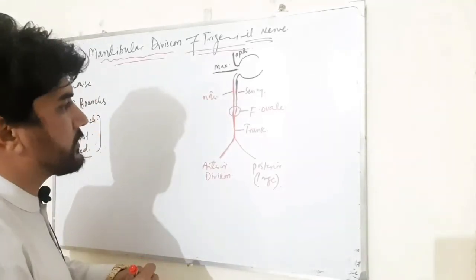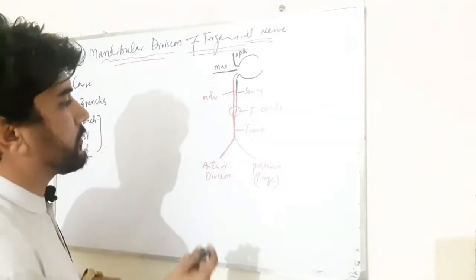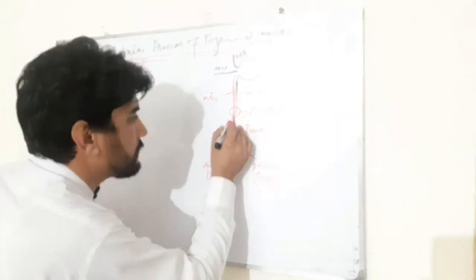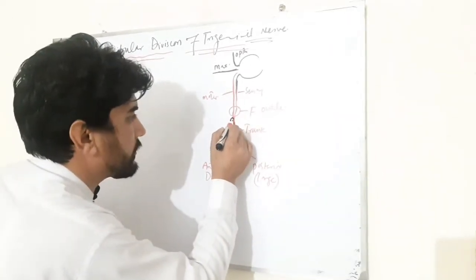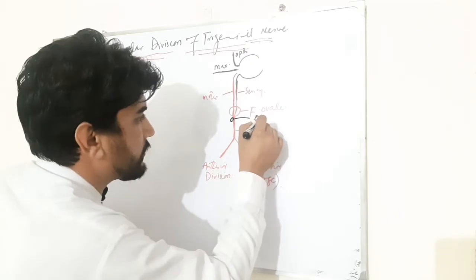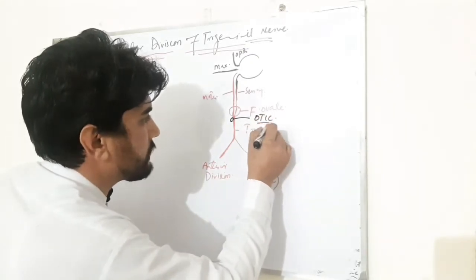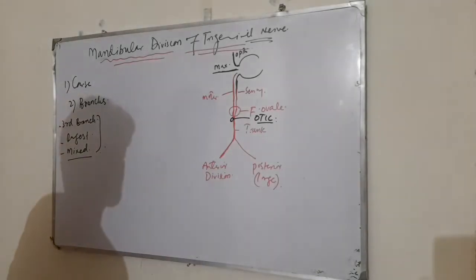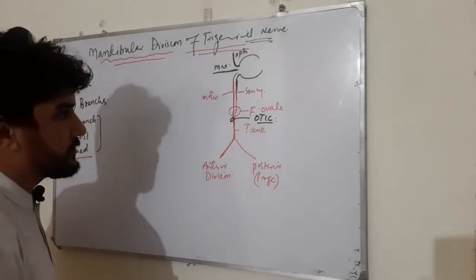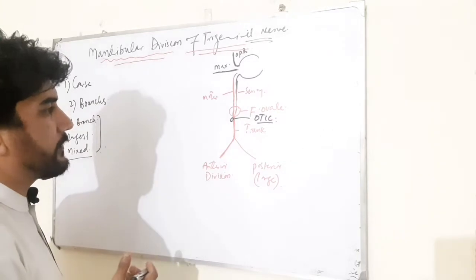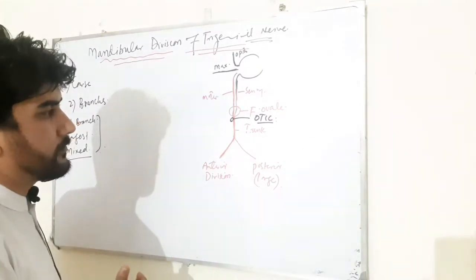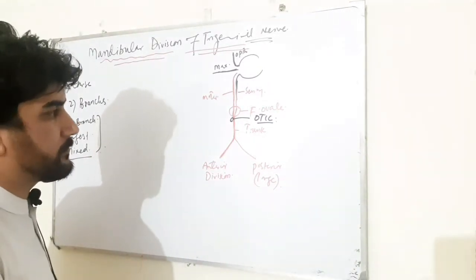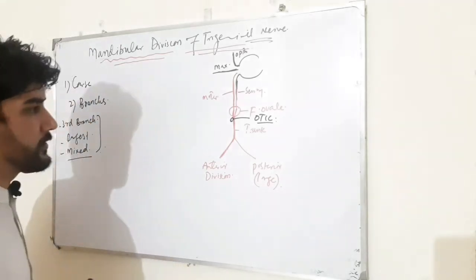Before going on to the detail, when it comes out of the foramen ovale, there is a small ganglion attached here, which is called the otic ganglion. It serves as a pathway, a channel for the sensory as well as some parasympathetic supply for the parotid gland.